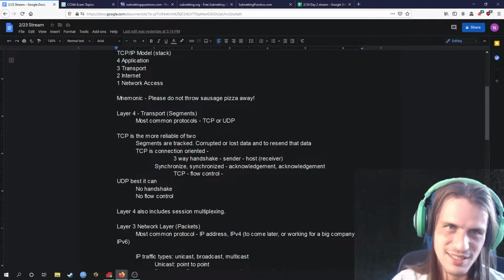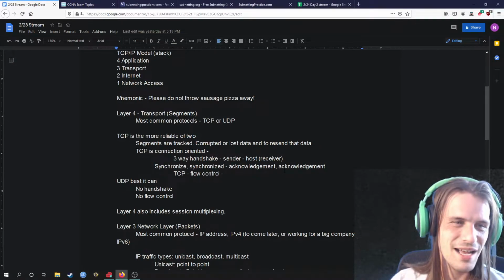Again, I shouldn't be going into this in this depth. This is what we did yesterday. I'm just trying to avoid subnetting.